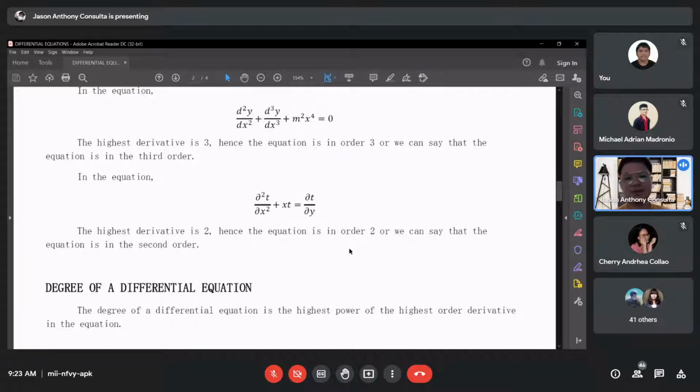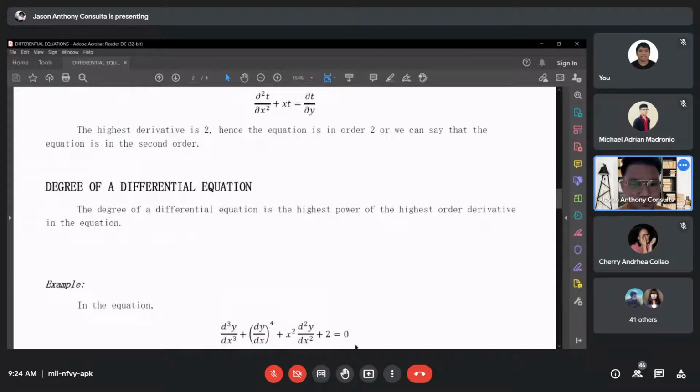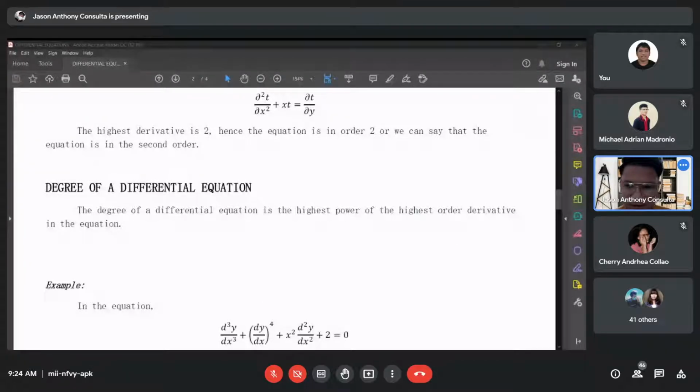So the degree of a differential equation is the highest power of the highest order derivative in the equation. So sample. What is the degree of this equation? Itong sample natin.